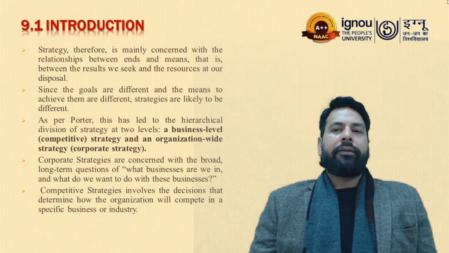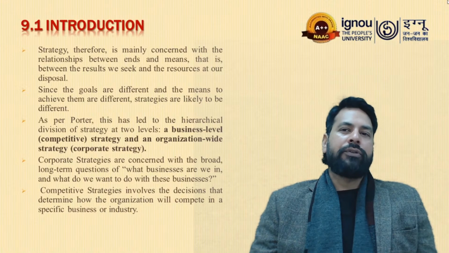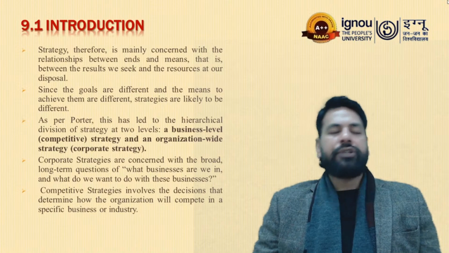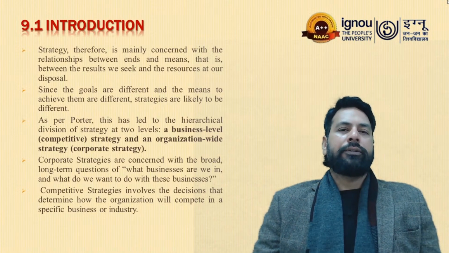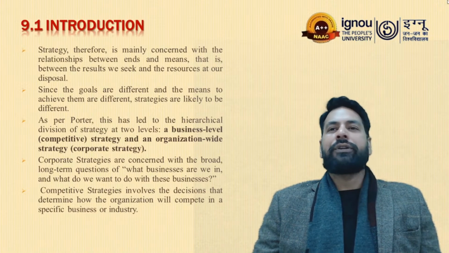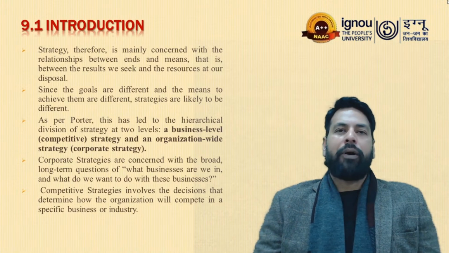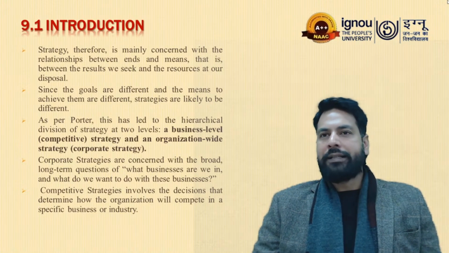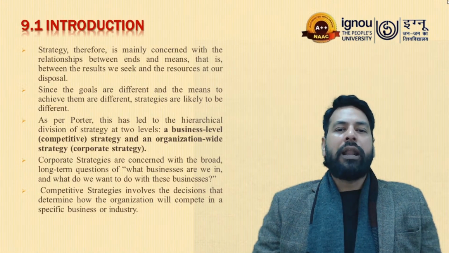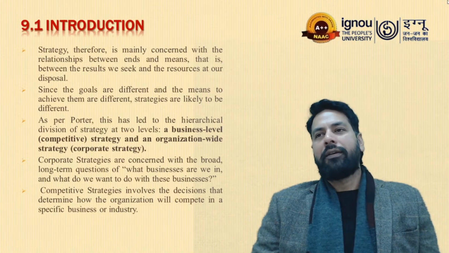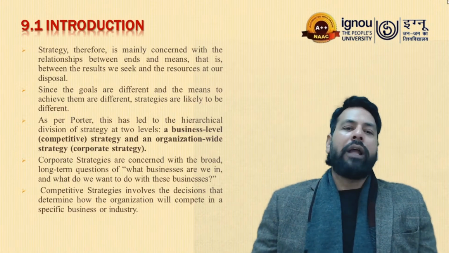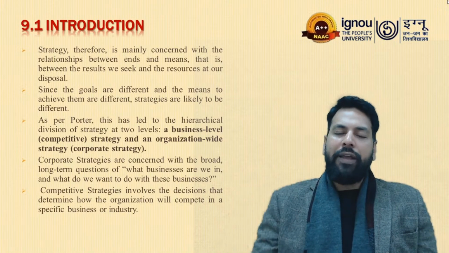Now, as we say in industry, every company follows a different strategy. Obviously, because the goals are different, the strategies they use are different. Now, as per Porter, he says the division of strategy is at two levels of hierarchy. One is business level, that is competitive strategy, and second is corporate strategy. Corporate strategy is where you would like to be, what business you are in. We'll talk about that. Whatever we are doing, is it good? And where would we like to be after 5 years, 10 years down the line?